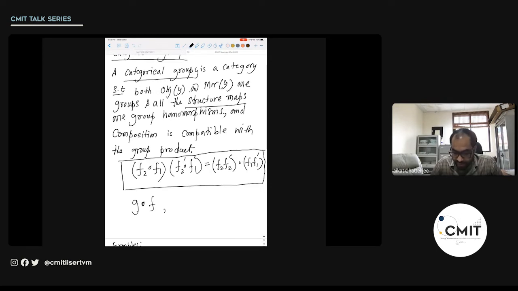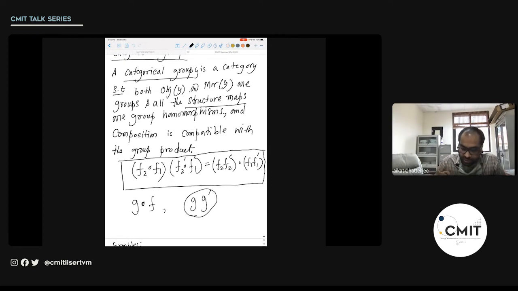But when I am writing, let's say, G G prime like this, it basically means the group product in my categorical group, right? Of course this may not make sense in a general category, but when I am talking about the categorical group, both object sets and morphism sets have group structure. So you can take two elements and take their group product. When I do not use any notation and just write two symbols side by side, that means I am taking the group product.